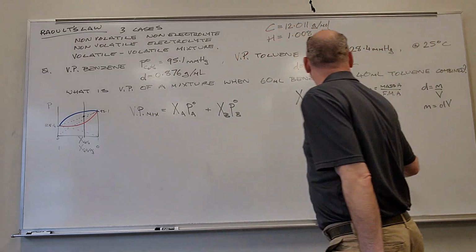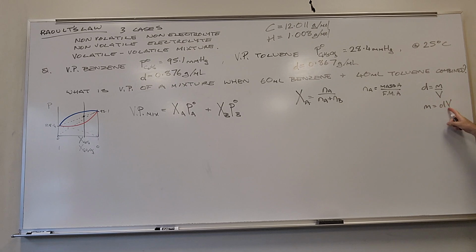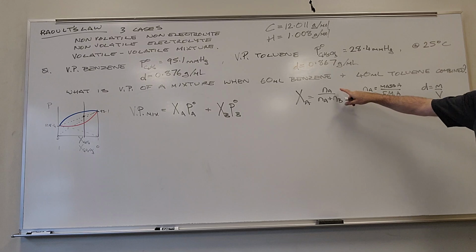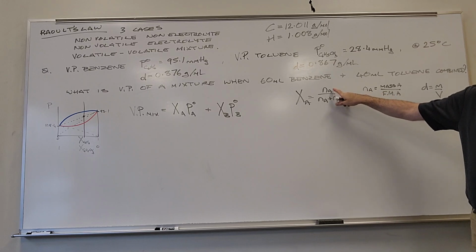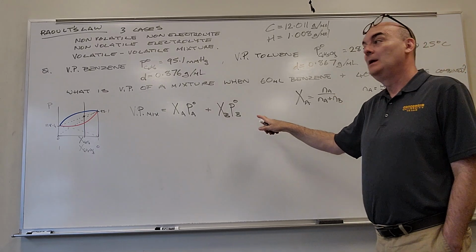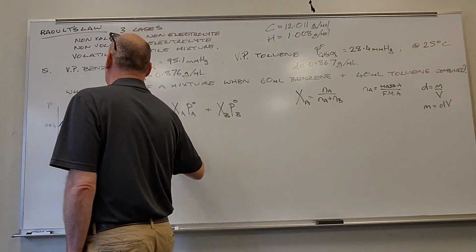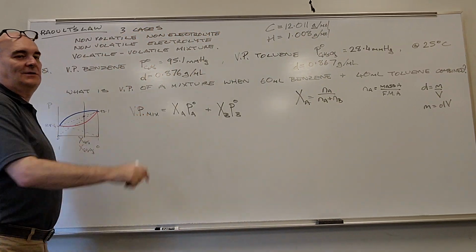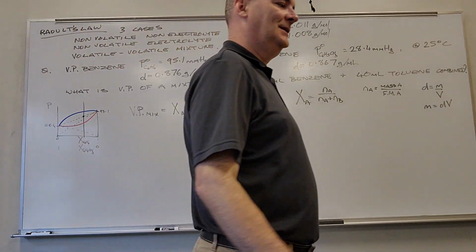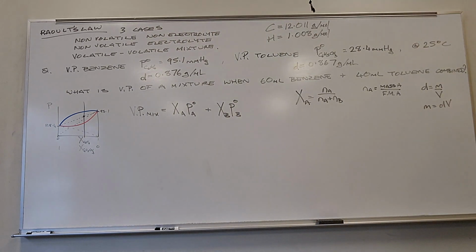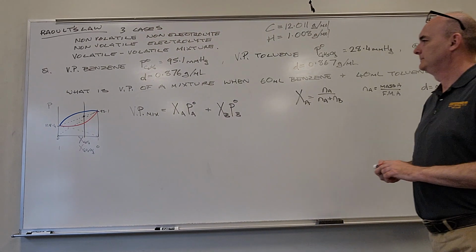Go. You have to turn your volume into mass with density. You have to turn your mass into moles by dividing by the formula mass. You then turn your moles into mole fractions, and then you turn your mole fractions into the vapor pressure of the ideal solution. We're assuming ideality.